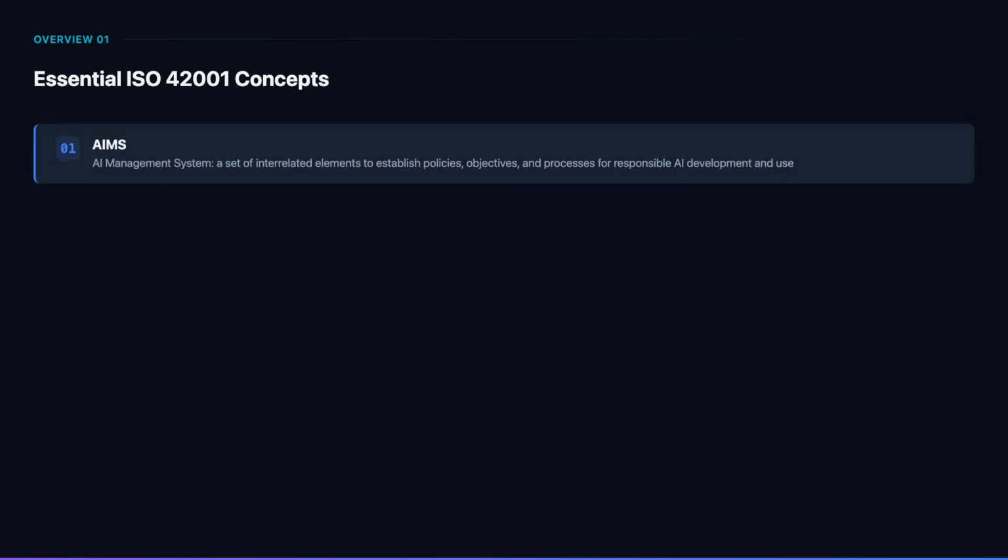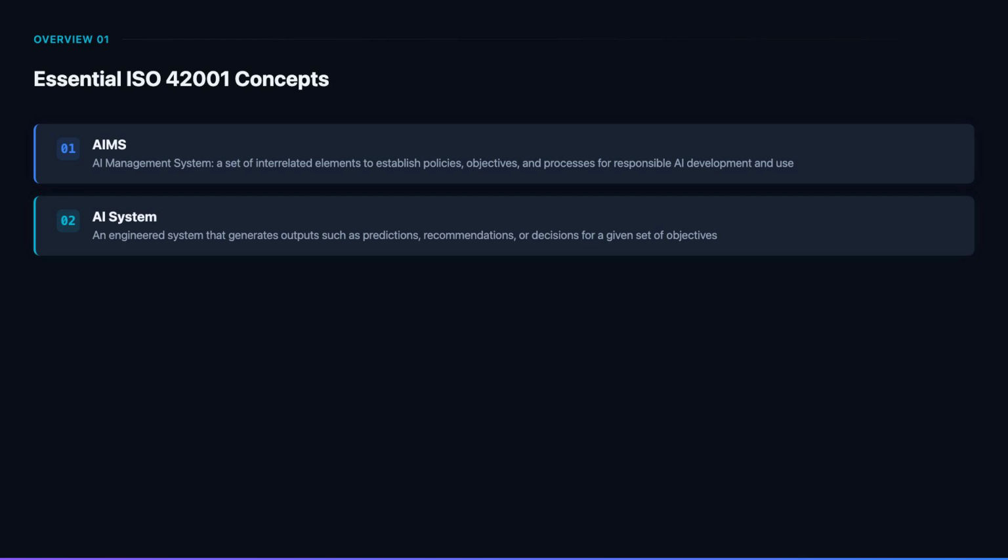Before we dive in, let's define the foundational concepts that ISO 42001 is built upon. AIMS stands for AI Management System. It is a set of interrelated elements that organizations use to establish policies, objectives, and processes for responsible AI development and use. An AI system is defined as an engineered system that generates outputs such as predictions, recommendations, or decisions for a given set of objectives. This broad definition covers machine learning, deep learning, and generative AI.